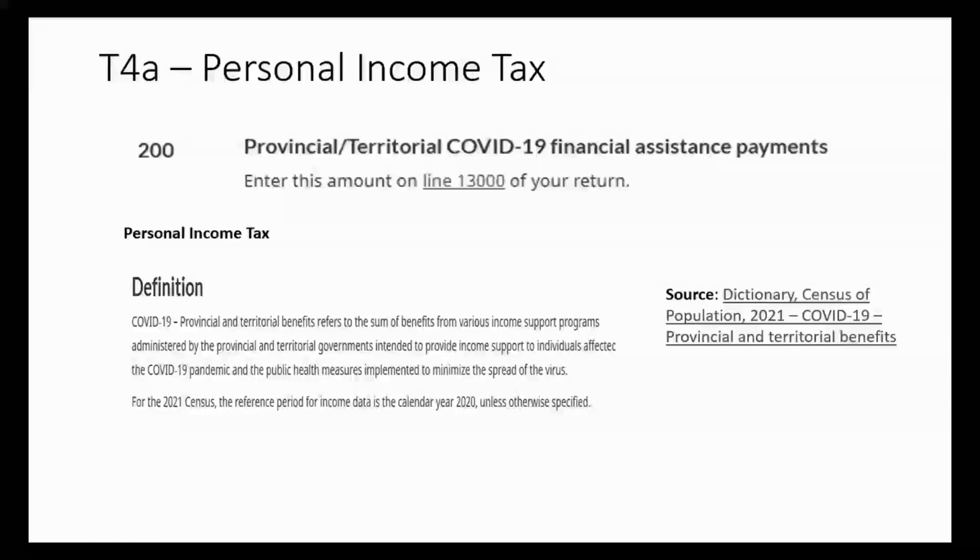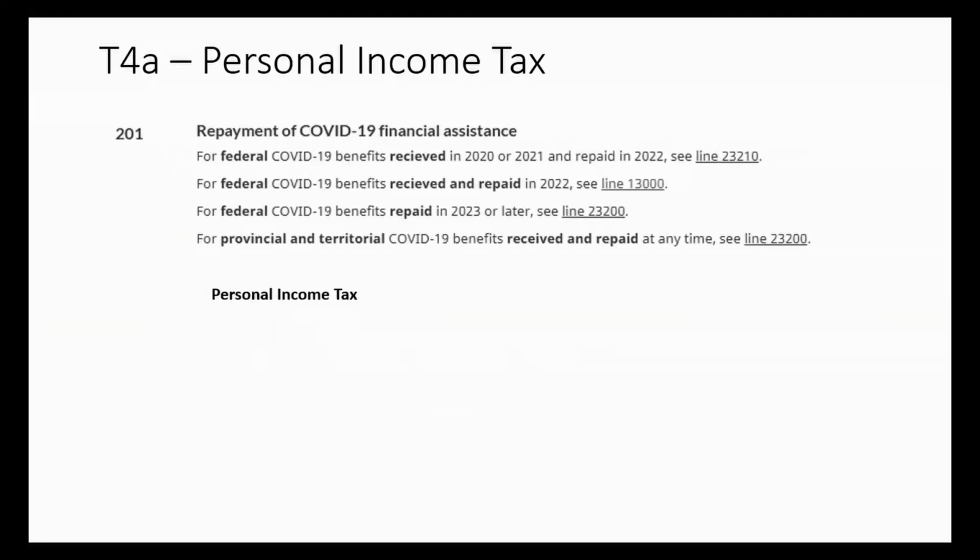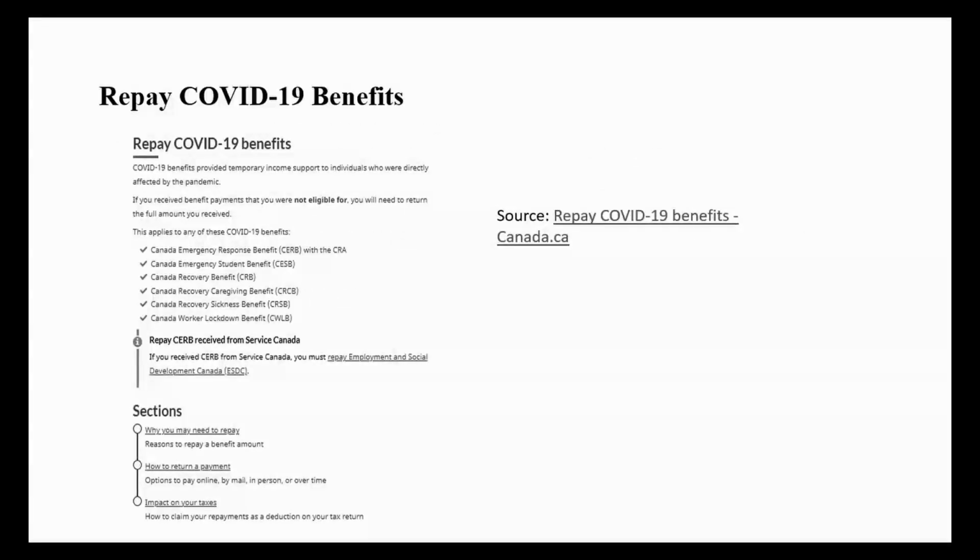Code 200, provincial or territorial COVID-19 financial assistance payments. Code 201, repayment of COVID-19 financial assistance. So on and so forth. COVID-19 benefits provided temporary income support to individuals who were directly affected by the pandemic. If you receive benefit payments that you were not eligible for, you will need to return the full amount you received.